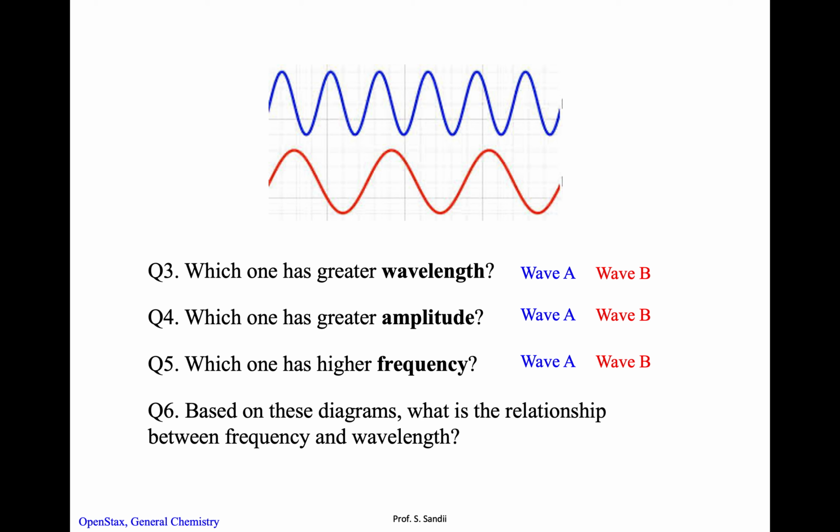Which one has greater wavelength, amplitude, and higher frequency, wave A or B? And from this one here, I would hope that you can tell what the relationship between frequency and wavelength is. If you look at this diagram, what happens to the frequency as the wavelength goes up? Or what happens to the wavelength as the frequency goes down, for instance? What type of relationship is observable from this diagram?